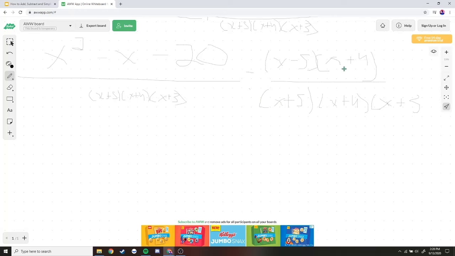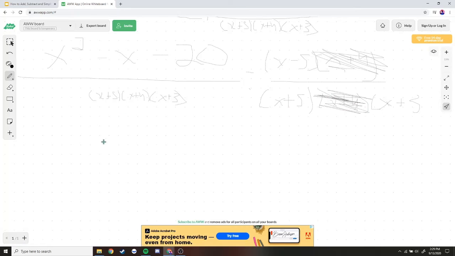Now, what we can do to simplify is we can cancel out the common factor, or the similar factors. So we have x plus 4 down here, and we have x plus 4 up here. So we can cancel this out because we're multiplying by x plus 4, and then we're dividing by it. So we're doing the opposite operations. So that means that we're left with x minus 5 over x plus 5 times x plus 3. And this right here is our simplified final answer.